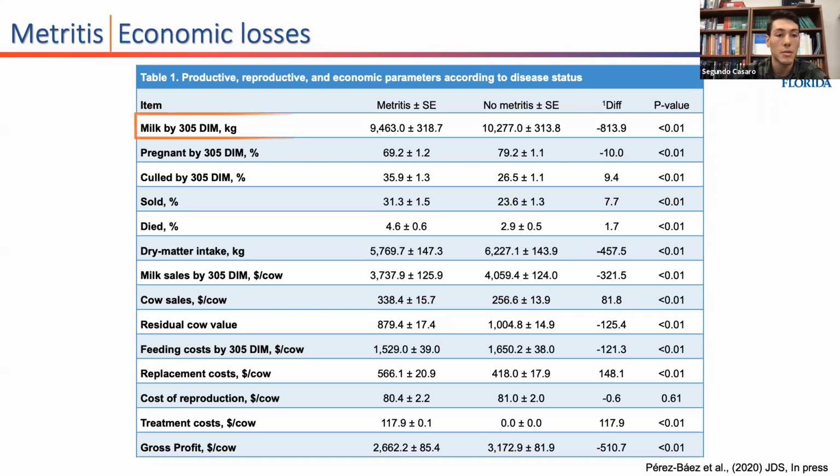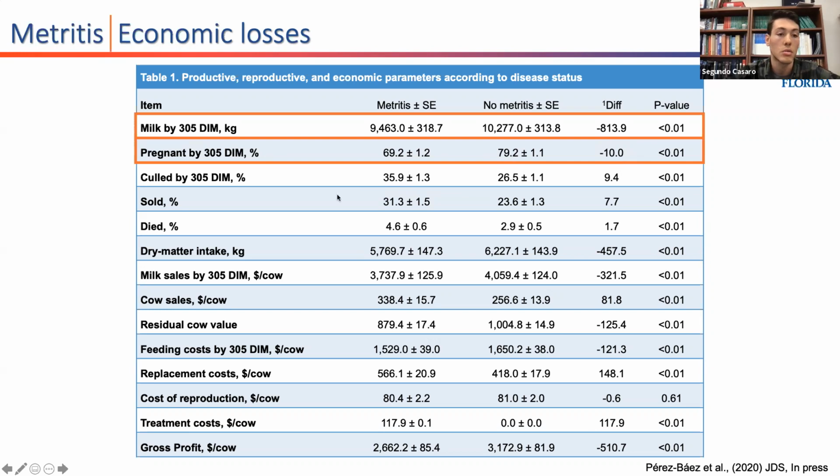And as you can see here, milk production is decreased in cows that develop metritis. By 305 days in milk, cows that develop metritis, compared with non-metritic cows, produce 800 kilos less milk in the entire lactation. Now, if we see the pregnancy by 305 days in milk, it is also decreased in cows that develop metritis when compared with non-metritic cows. And you can see that this is a 10 percentage point decrease.